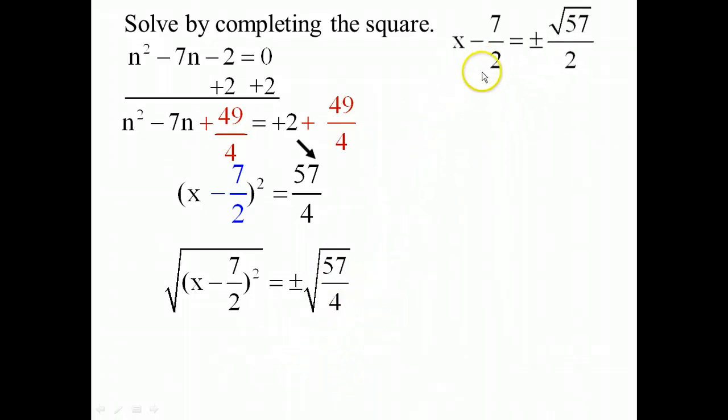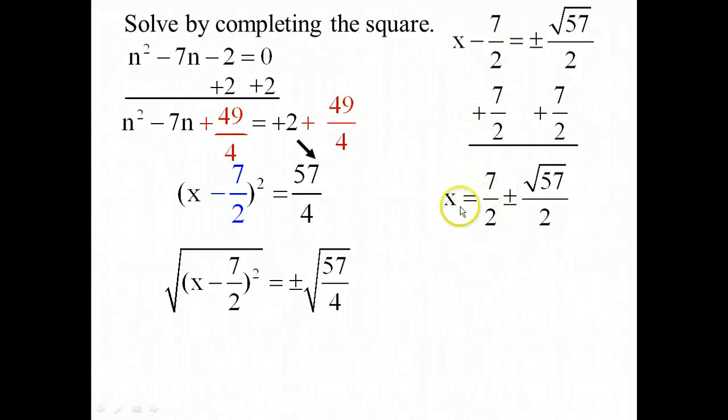We can finish the problem by adding 7 over 2 on both sides. Notice how it looks just like a quadratic formula answer: 7 plus or minus the square root of 57, over 2. It's not a coincidence. We can solve this by doing the quadratic formula.